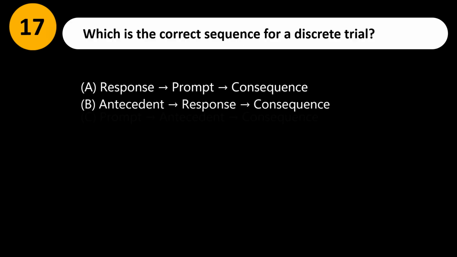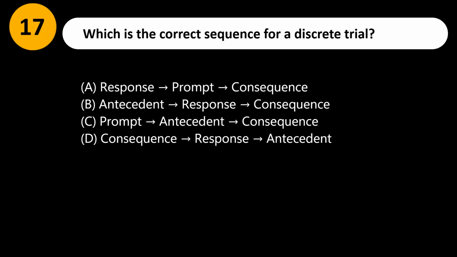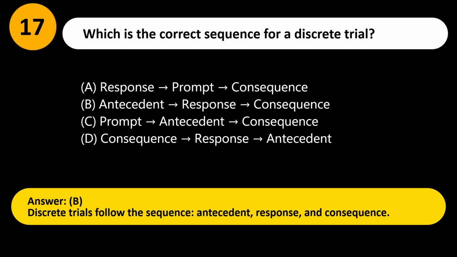Which is the correct sequence for a discrete trial? A. Response, prompt, consequence. B. Antecedent, response, consequence. C. Prompt, antecedent, consequence. D. Consequence, response, antecedent. Answer, B. Discrete trials follow the sequence, antecedent, response, and consequence.